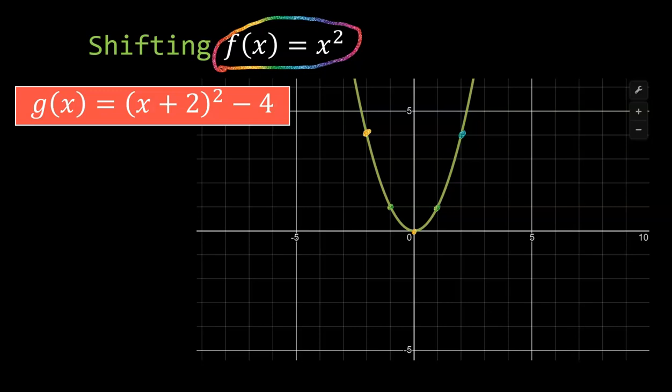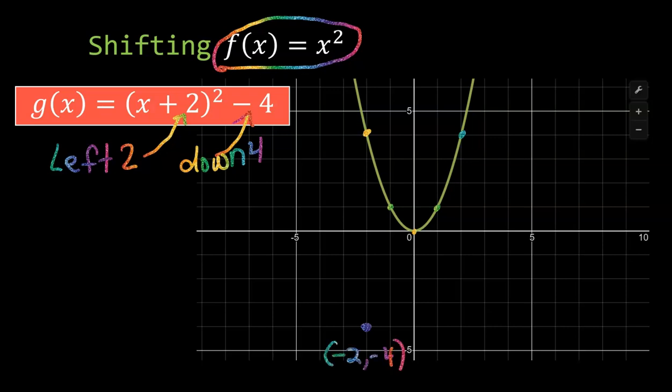So let's take a look at how this x squared is being shifted. Plus 2 inside the parentheses is going to move it to the left 2. And minus 4 on the outside is going to move it down 4. Okay, so that means our new vertex is going to be at negative 2, negative 4. So left 2, down 4. Here is our new vertex. The new vertex is at -2, -4.